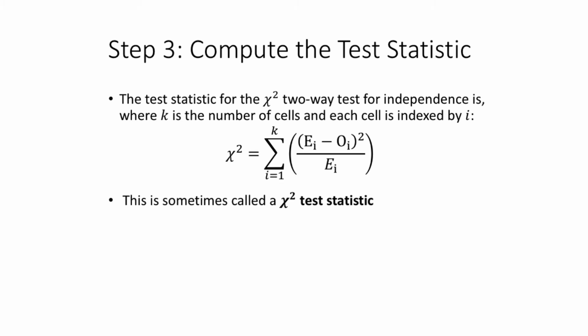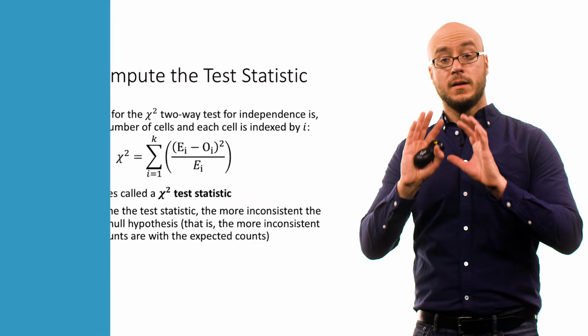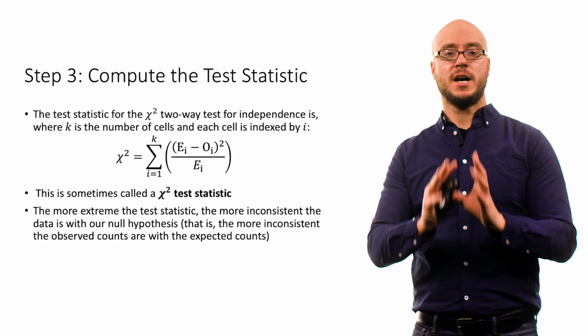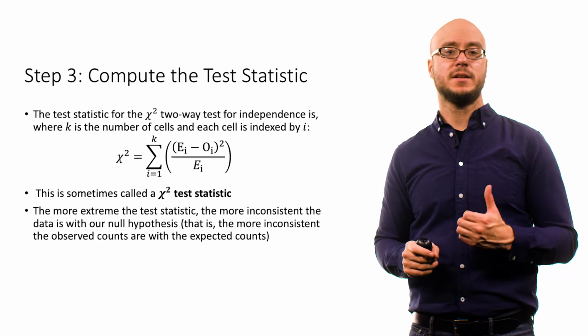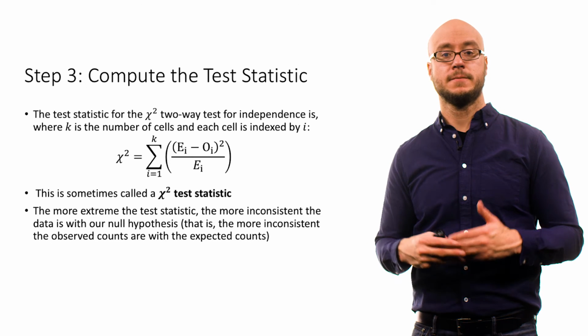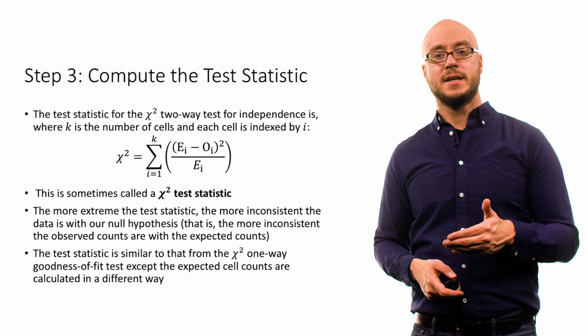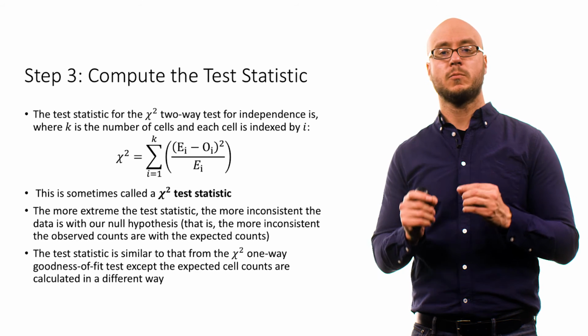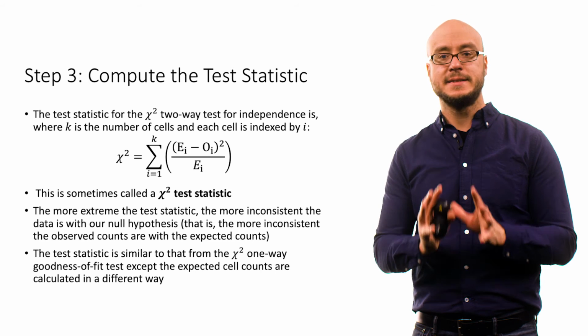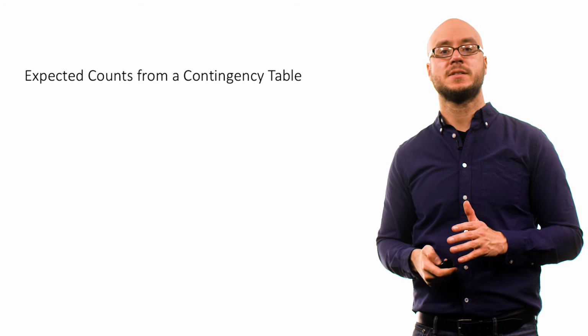But the basic mechanics, the formula, is in fact the same. All you're doing is taking the observed minus the expected counts for each cell, squaring it so it's positive, standardizing it by dividing by the expected cell count for that particular cell, and adding it up for each cell. So k is in fact the number of cells. As before, the more extreme the chi-square test statistic, the more inconsistent the data is with our null hypothesis. The test statistic is similar, except we're using expected cell counts. So we have 6 cell counts.